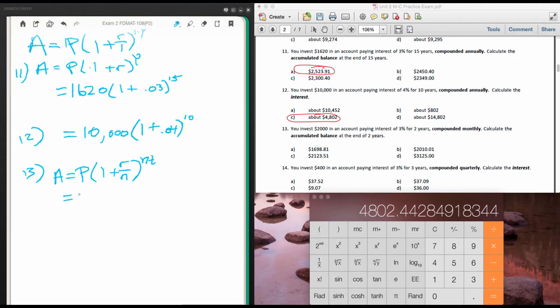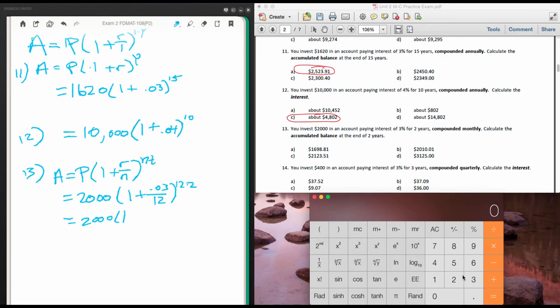So in this case, we have a principal of $2,000, 1 plus the rate, which in this case is 3%, divided by the number of times we're compounding. In this case, we're compounding monthly, so the number would be 12, and then 12 times the number of years, which in this case is 2. So we have 2,000 times 1 plus 0.03 divided by 12. I'll just calculate that real quickly. 0.03 divided by 12 will give me 0.0025. And this will be raised to the power of 24, because 2 times 12 is 24.